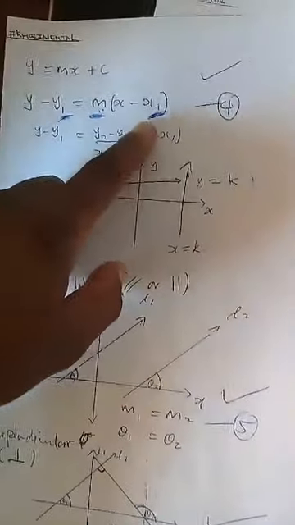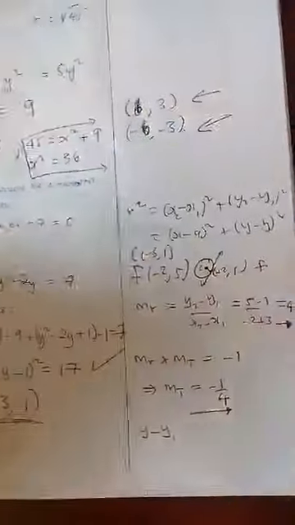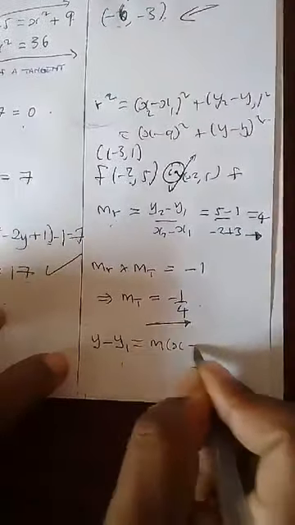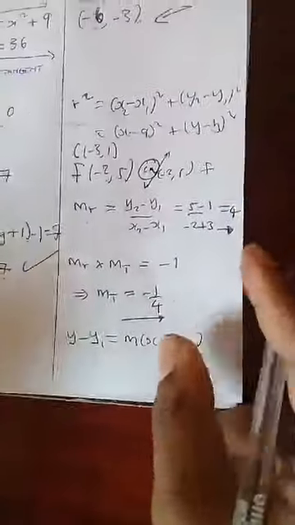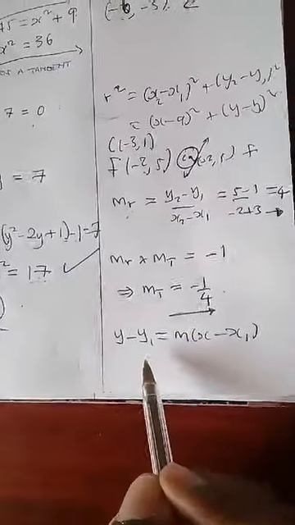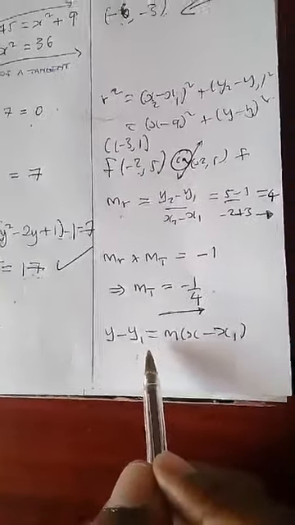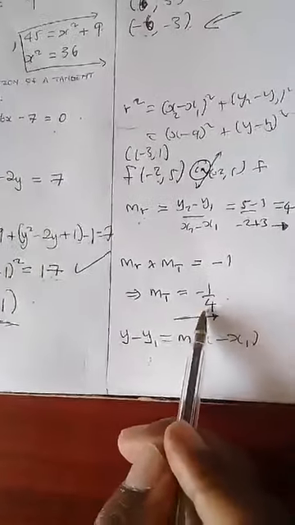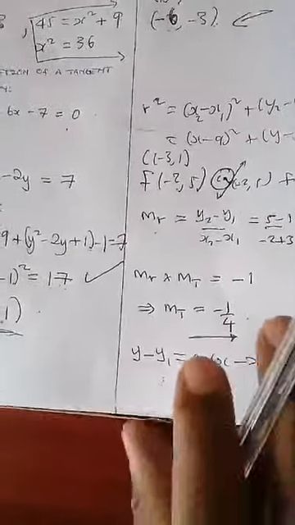Yeah, so where did we have it? Remember this equation, y minus y1 is m(x minus x1). So now it's coming back. We have a point F, which is (-2, 5), and we've just calculated our gradient using the gradient of the radius.